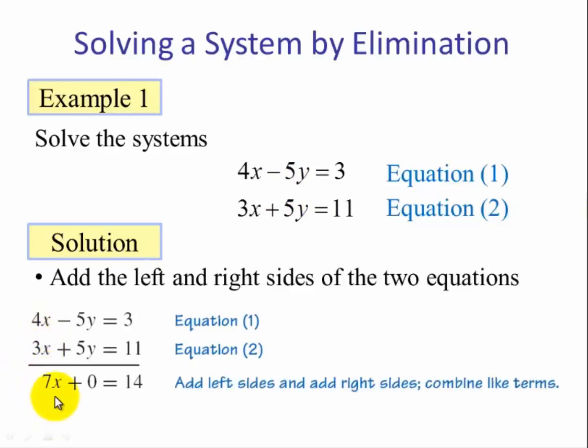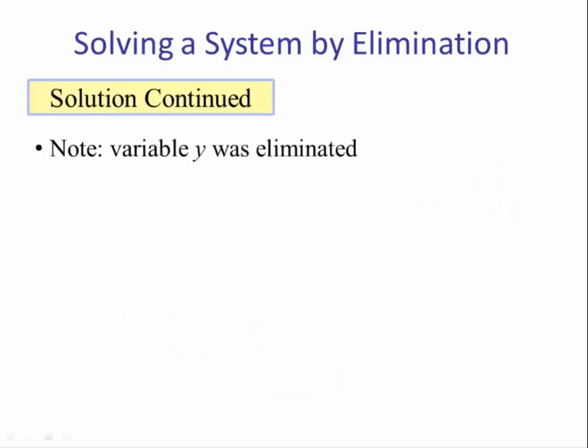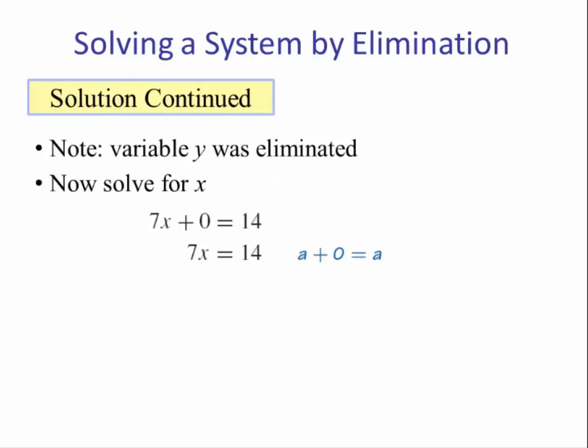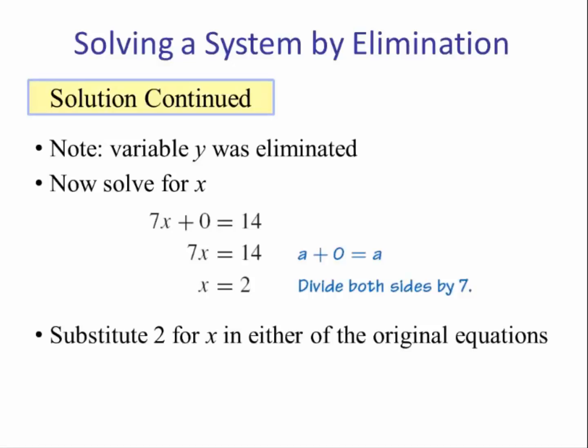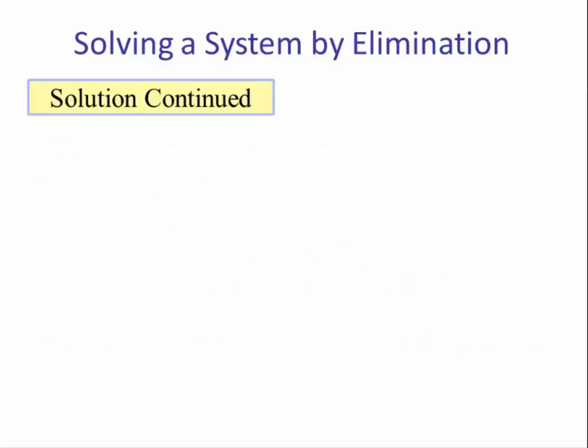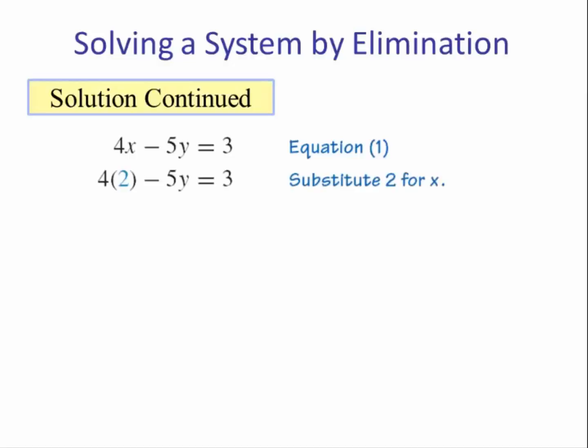So we would have 7x plus 0, because the y's would cancel, equals 14. So we have an equation that only has one variable, x. And if we solve for x, we see that x is equal to 2. If we substitute 2 in for x in either of the original equations, we can find y. So if we use the first equation, we have 4 times 2 minus 5y equals 3. So this equation only has one variable, therefore we can solve it.